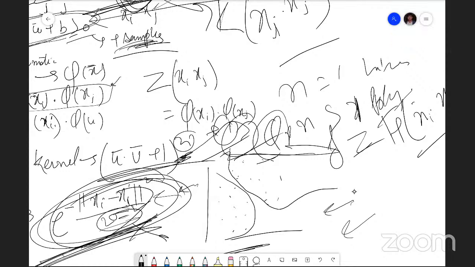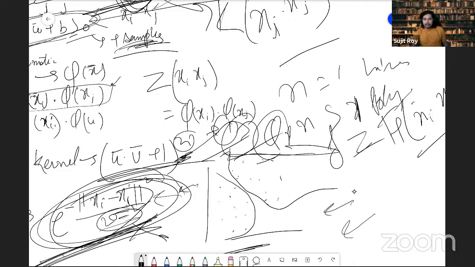And phi is simply a transformed variable, right? So phi of x is just transforming it into a different space. That's why generally we use phi here.